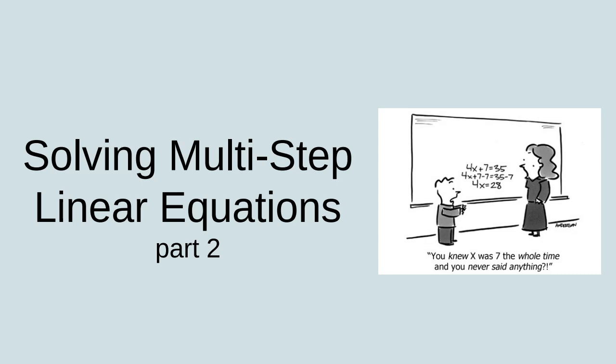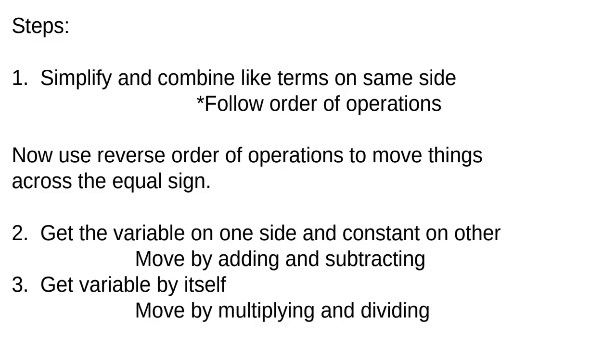In this video, we're going to be solving some more complicated multi-step linear equations. Let's remind ourselves of the steps to solving these equations. First up, you're going to want to simplify and combine any like terms that are on the same side of the equal sign. Remember, you don't have to do the opposite if they're already on the same side together. You're just going to be able to put them together.